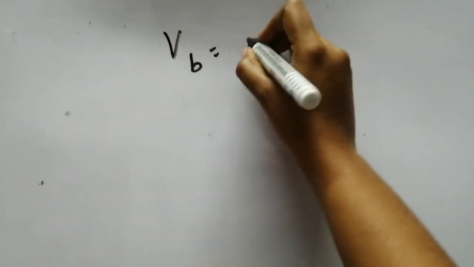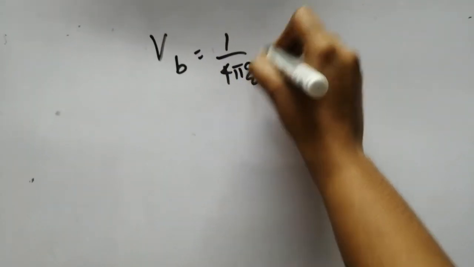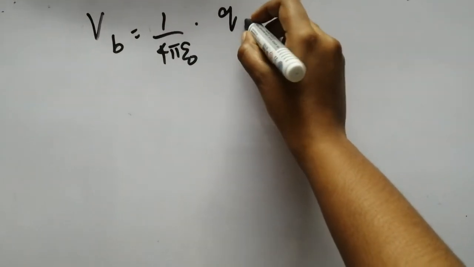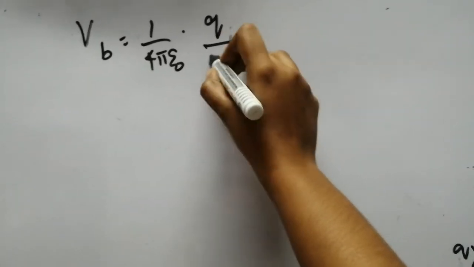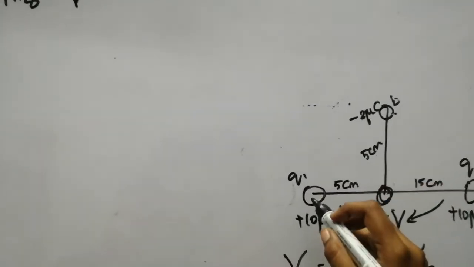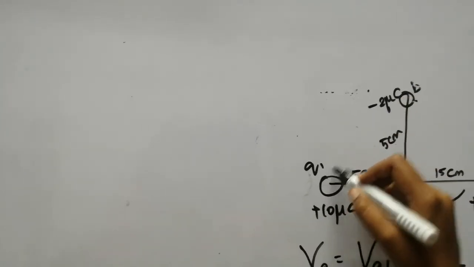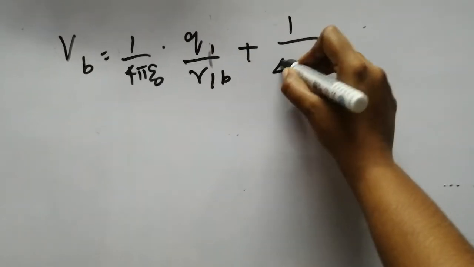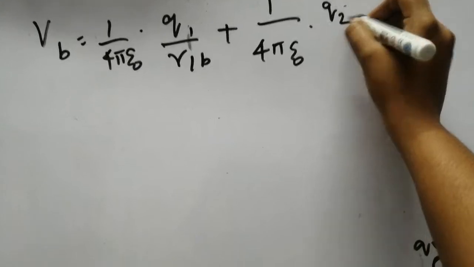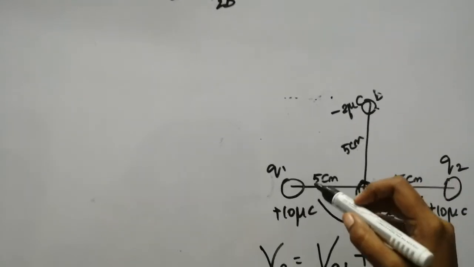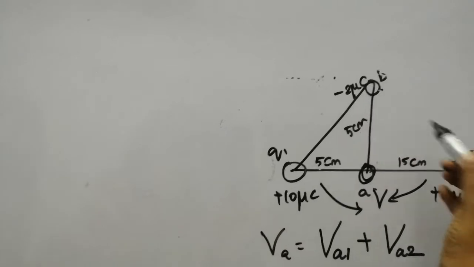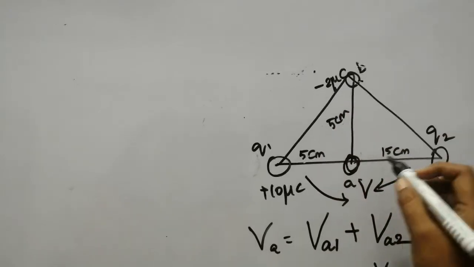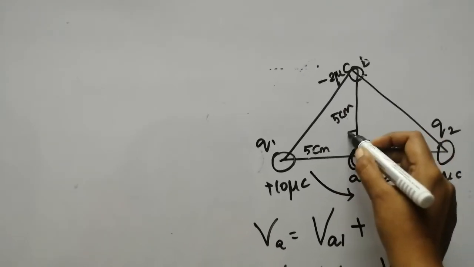For finding the potential at B, it is again 1 by 4 pi epsilon naught into Q1 by R1B, where R1B is the distance from 1 to B. For the second case, it is 1 by 4 pi epsilon naught into Q2 by R2B, the distance between 2 and B. We don't have the values for this side, so you have to calculate it with the right angle triangle formula.